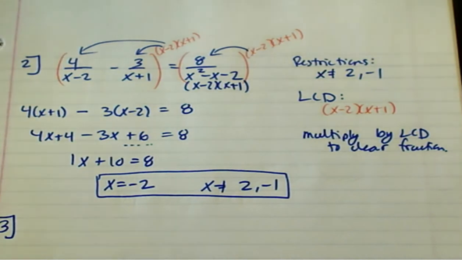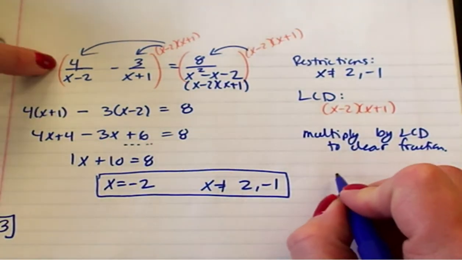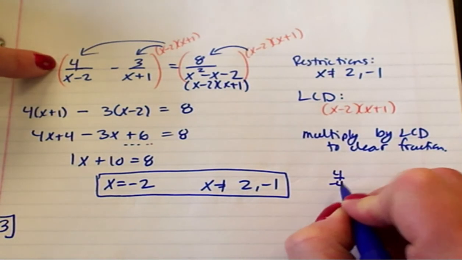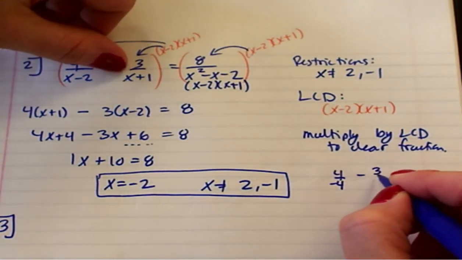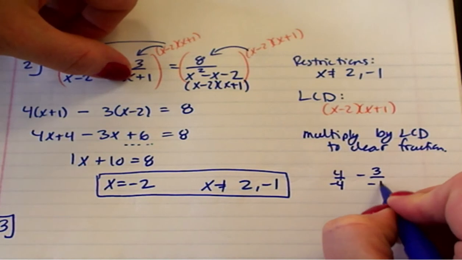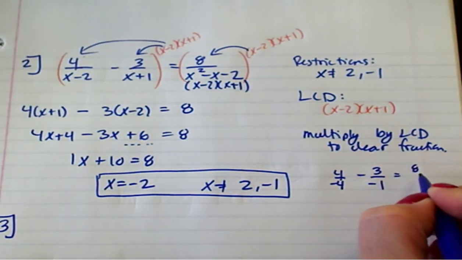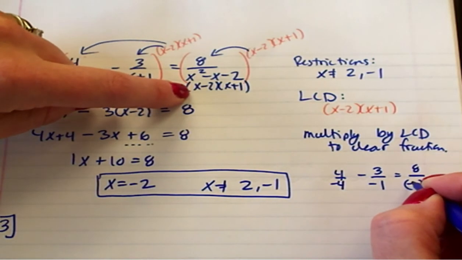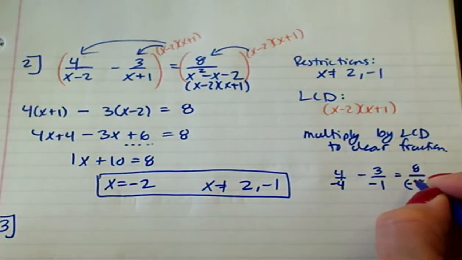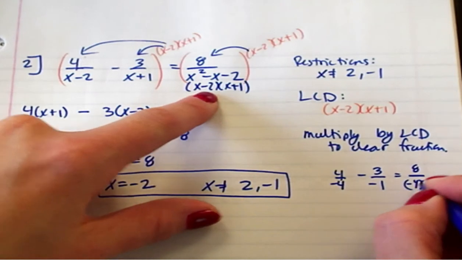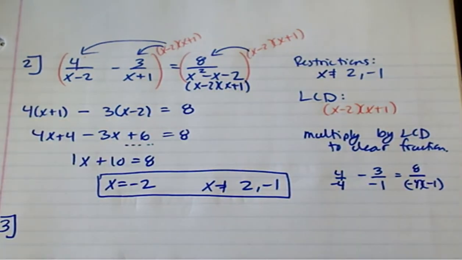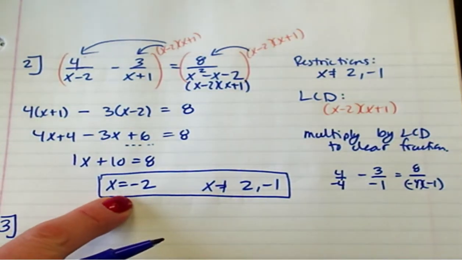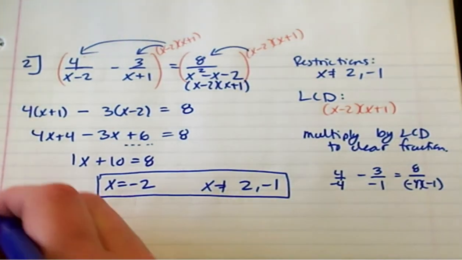Is there a way we could check? Yeah, you can plug it in. It's kind of tedious. 4 over -4 minus 3 over -1 equals 8 over -4 times -1. Right? It's kind of slow. Now, that's the easiest one to check ever because that's just -2. Okay, so let's try this one.